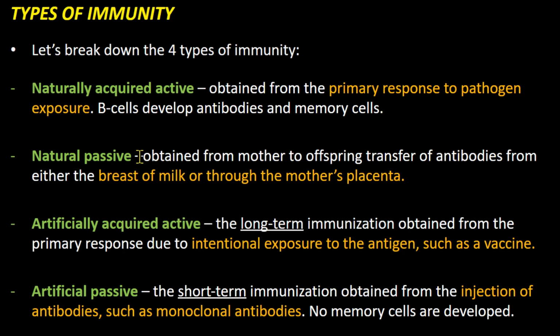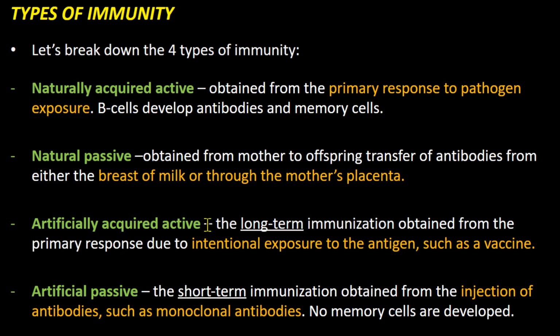Natural passive immunity is obtained from mother to offspring, through transfer of antibodies from either the breast milk or through the mother's placenta. So this is like when the baby is born, the baby receives through the placenta some antibodies from the mother, and the baby also receives antibodies from the breast milk or the colostrum.